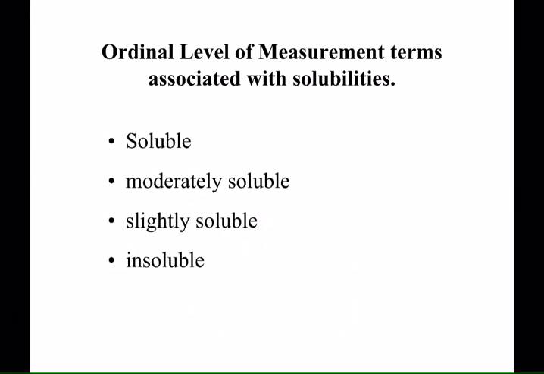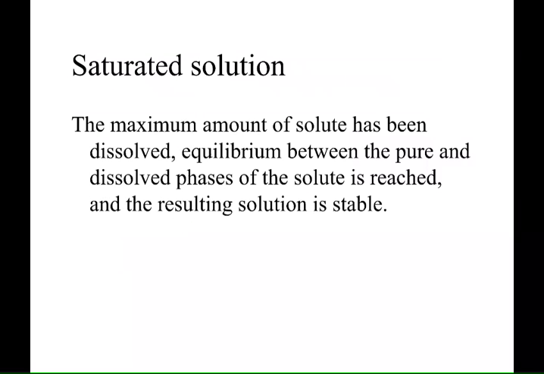So these are generic terms. We heard the 35 grams of sodium chloride per 100 milliliters of water at a particular temperature. That was the number of solubility. But we could say that a solute is soluble, moderately soluble, like dissolves like. We could say that it's only slightly soluble or it's totally insoluble. Those are just kind of generic terms.